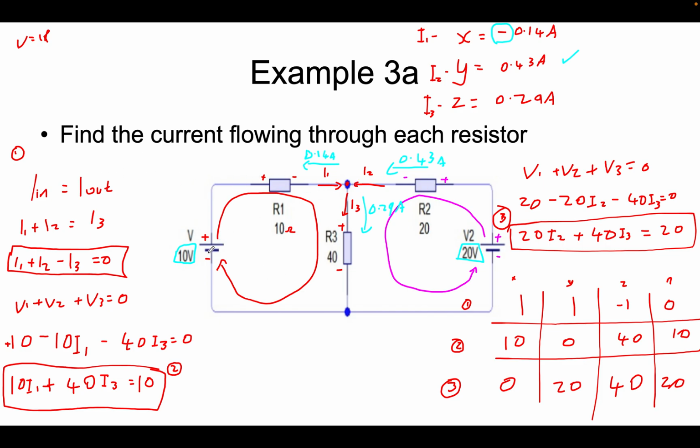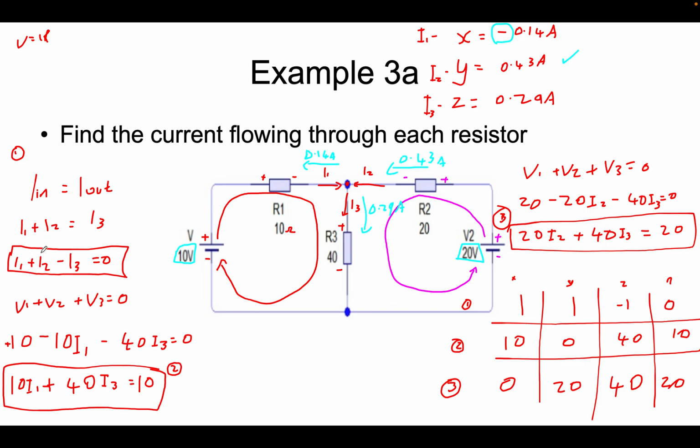If I draw my 2 loops, I can see that the current will be coming up, and along this way, I1, and along this way, I2. Coming down will be I3, because both of them are going in the same direction. I have my pluses and my minuses already in order, so I've written the pluses and minuses. And then I can go ahead and find the first equation.